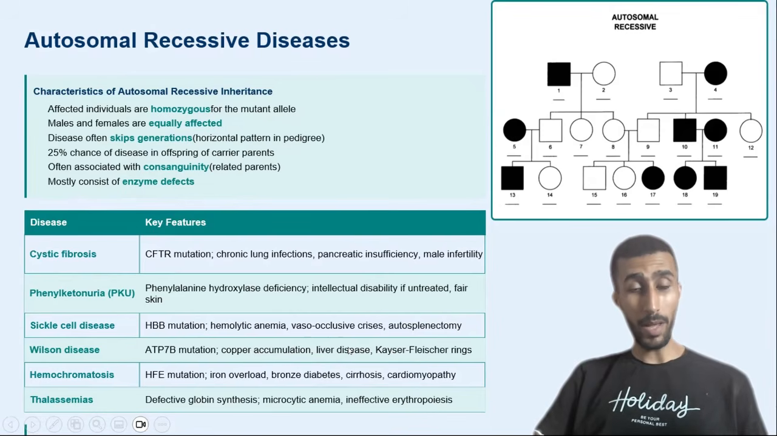So in the liver, you will have liver disease. Also at the eye, you'll have Kayser-Fleischer rings, and in the brain, you will have tremors and neuropsychiatric symptoms. So Wilson disease patients will have copper accumulation in the liver, aka liver disease, in the eyes, Kayser-Fleischer rings, in the brain, neuropsychiatric symptoms, tremors, and psychiatric symptoms.